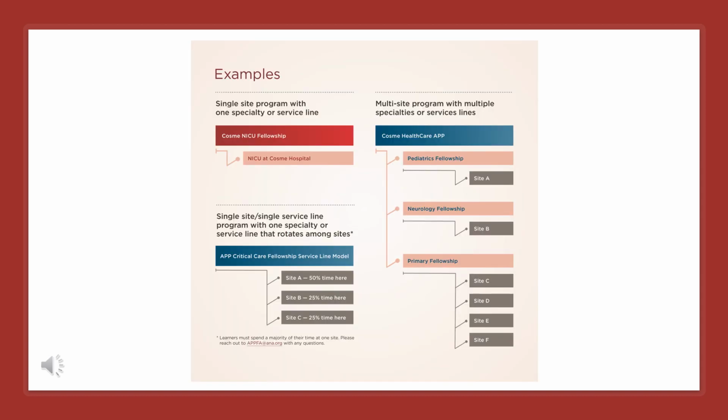Here is an example of a single site program with a single specialty or service line at the top left, and below that, a single site program with one specialty or service line that rotates among sites. If the fellow spends at least 50% of their time at one site, this is the eligible site you will list. Please reach out to appfa@ana.org with any questions. On the right side of the page, you will see a multi-site program with multiple specialties or service lines.